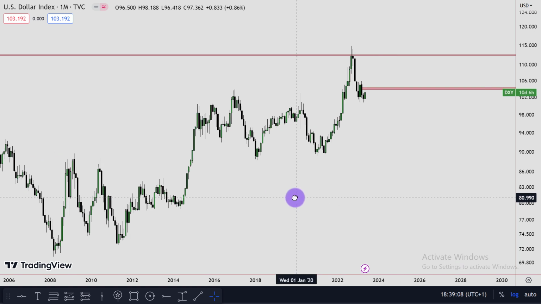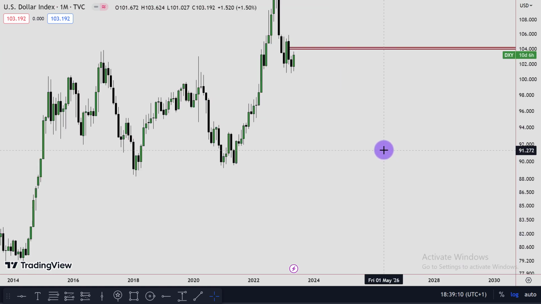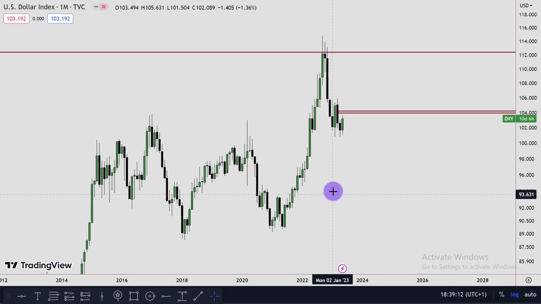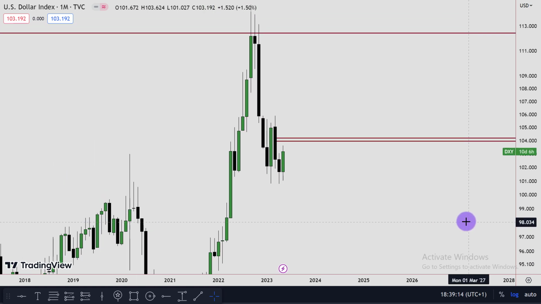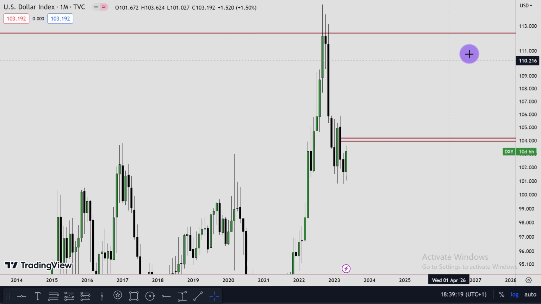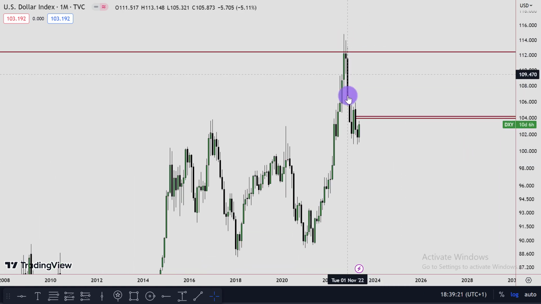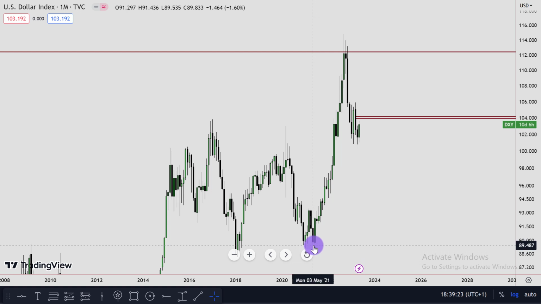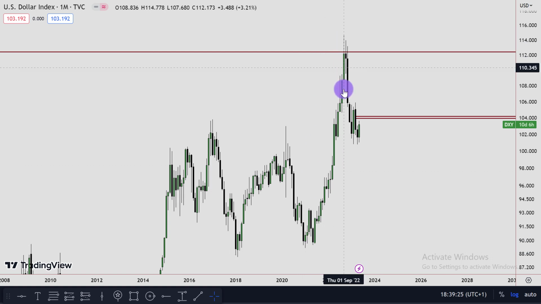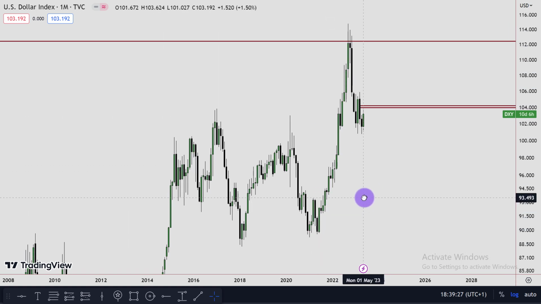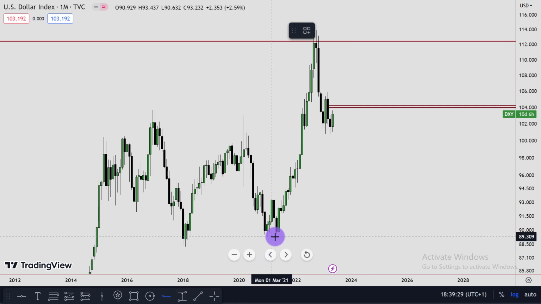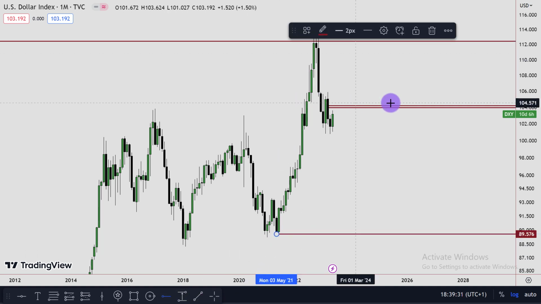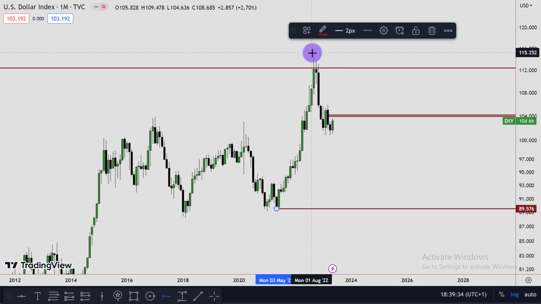Then we see that impulse or displacement to the downside that created another sell side imbalance and a buy side inefficiency. Okay, so price traded into a discount of this range between the low here to the high. This is the current dealing range on the monthly time frame. So let's have it outlined. The low to the high, that's the current dealing range on the monthly time frame.